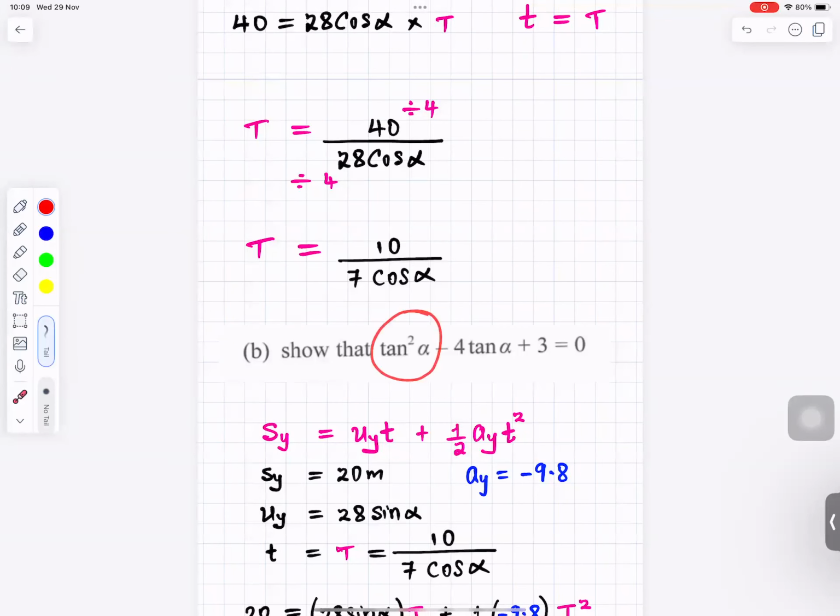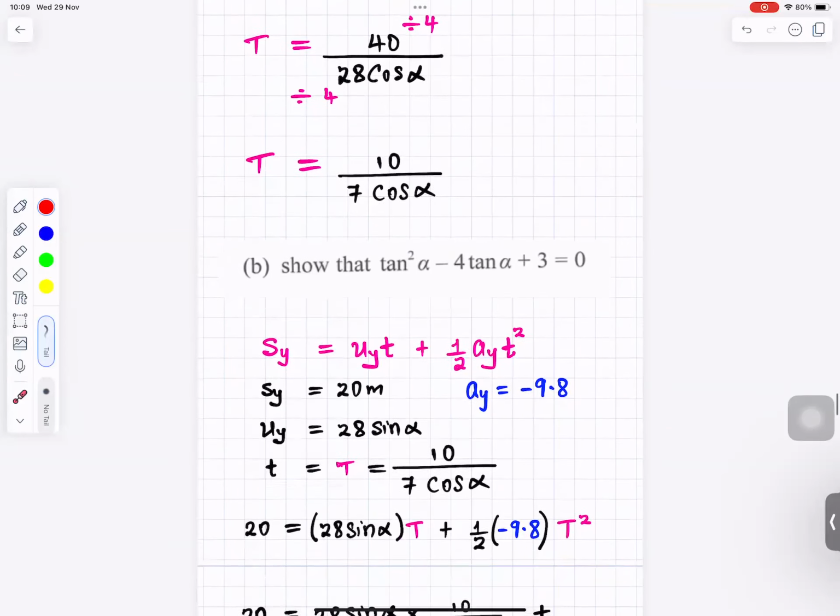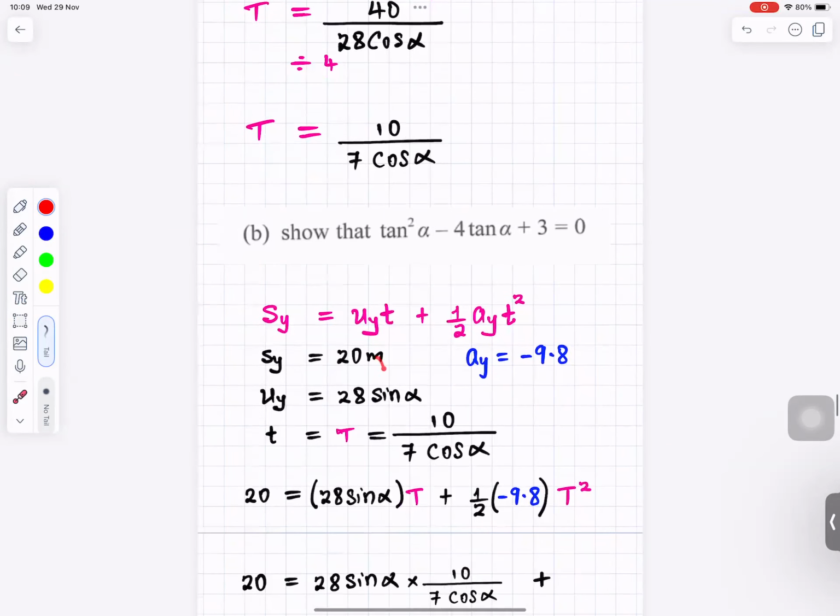Show that tan squared alpha minus 4 tan alpha plus 3 equals 0. We're going to use SY equals UY T plus half AY T squared. That formula there is your equation. So SY is 20 meters.